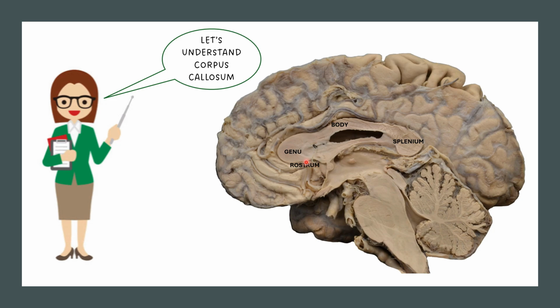The rostrum extends downwards and backwards as a thin prolongation to join the lamina terminalis. And the body or the trunk is the main middle part of the corpus callosum, between the genu anteriorly and the splenium posteriorly. And the splenium is the massive posterior extremity of the corpus callosum. It lies about 6 centimeters in front of the occipital pole.